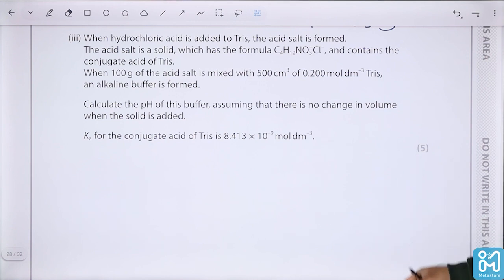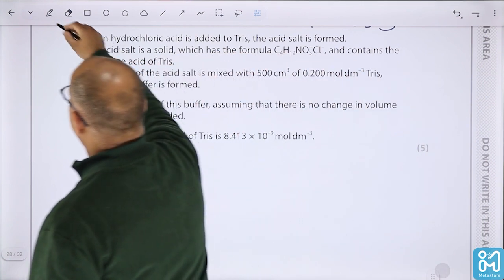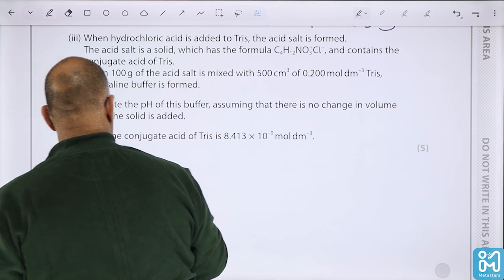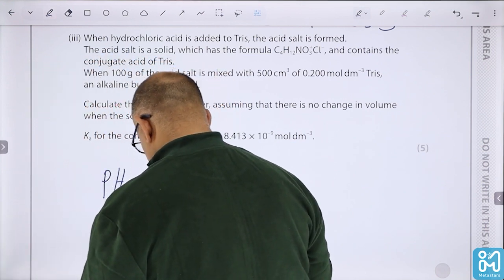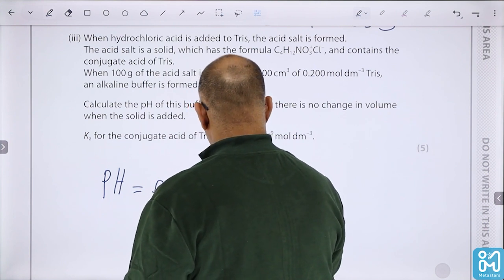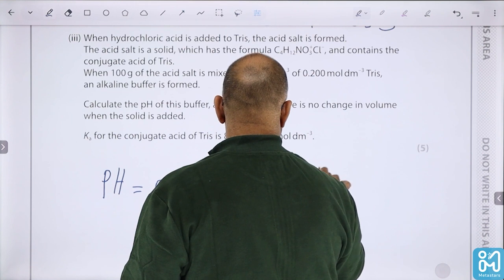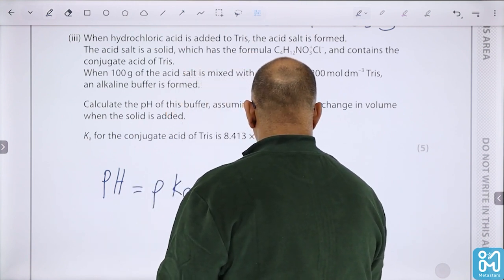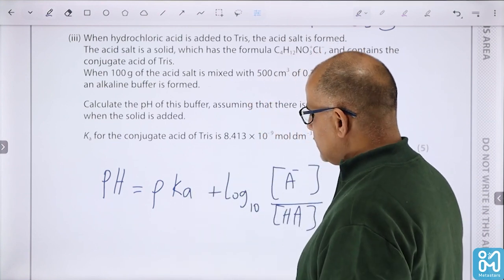Here we can directly use this equation where pH equals the pKa plus the logarithm to the base 10 of the base over the acid.